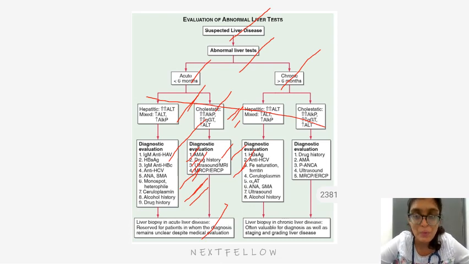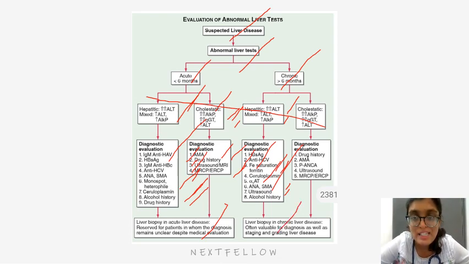Now, if it is chronic, greater than 6 months, and ALT is a hepatic or mixed pattern, then you will evaluate for HBsAg, anti-HCV, iron saturation or ferritin, ceruloplasmin, alpha-1 antitrypsin deficiency, ANA, SMA, ultrasound, and alcohol history. Liver biopsy in chronic liver disease is often valuable for diagnosis as well as staging and grading of the liver disease.